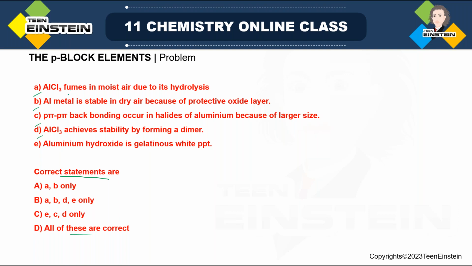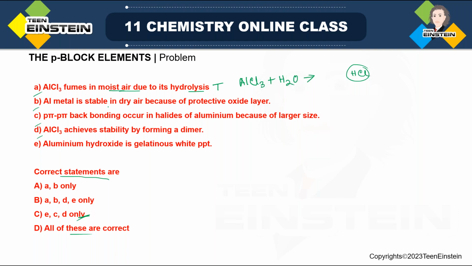The first statement is saying that AlCl3 fumes in moist air due to its hydrolysis. So basically we have seen AlCl3, when it reacts with water, there is formation of Al(OH)3 and also formation of HCl. And basically we see these fumes of HCl. So when it is in contact with moist air, meaning there is presence of moisture, that is H2O, a hydrolysis reaction is possible, and that is why we can see some fumes. So this is true. Now A is true, so you can cancel it.